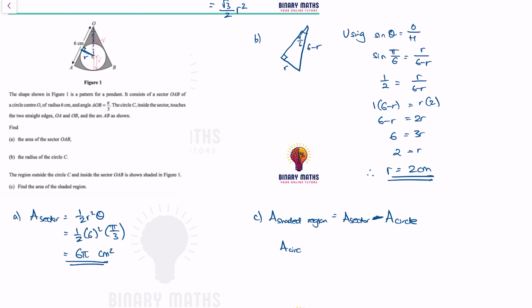So area of circle is equal to pi r squared, which is equal to pi times 2 squared, which is 4 pi. So area of shaded region must be area of sector, which is 6 pi take away 4 pi, which is equal to 2 pi centimeters squared.